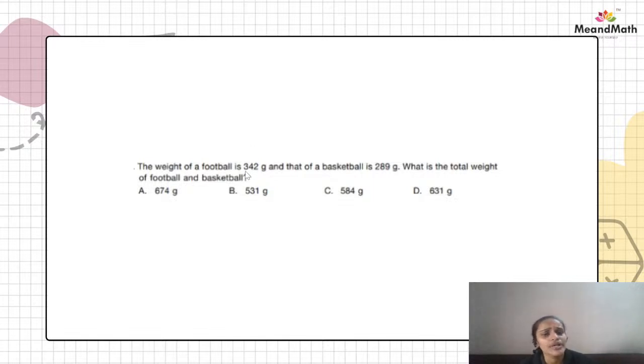The weight of a football is 342 grams and that of a basketball is 289 grams. So what is the total weight of the football and the basketball? What do you all think? What do we do here? Very, very easy question.